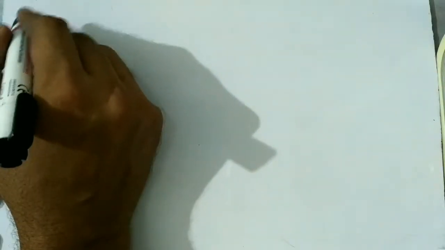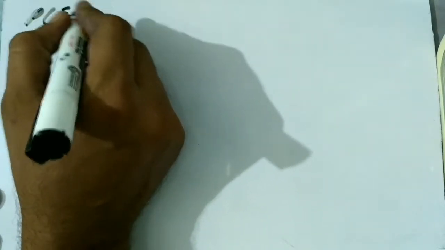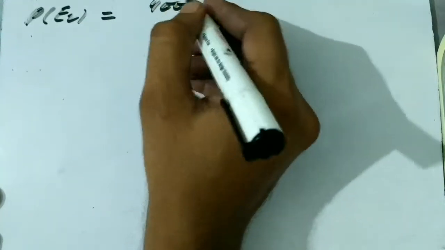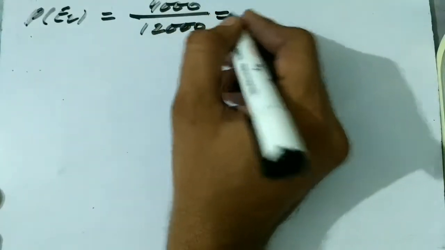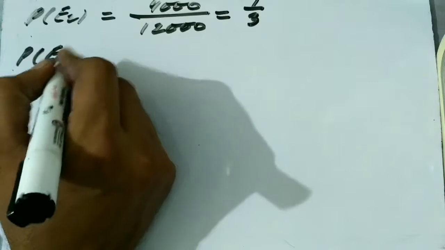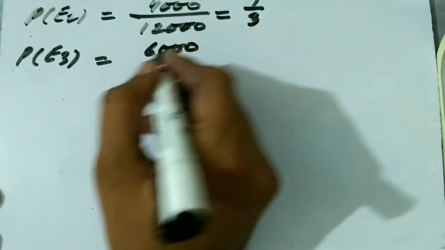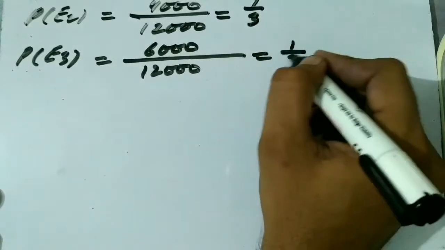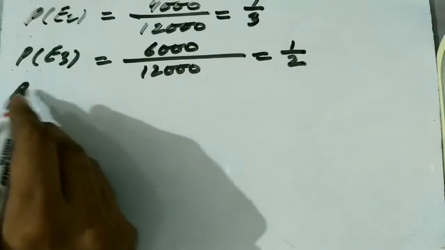Similarly, P(E2) is equal to 4,000 divided by 12,000, because there are 4,000 car drivers and the total number of drivers is 12,000, so 1 upon 3. Similarly, P(E3) is equal to 6,000, because the number of truck drivers is 6,000, divided by 12,000. 6,000 divides 12,000 two times, so we have 1 upon 2.